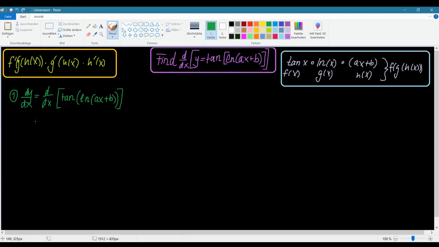Okay, so the first thing that we're going to do is take the derivative of the outer function, and that's going to be secant squared because the derivative of tan x is secant squared x. So that's going to be secant squared of, and now I'm going to change colors so that we understand which function is what. Now we're going to just put in ln of ax plus b.